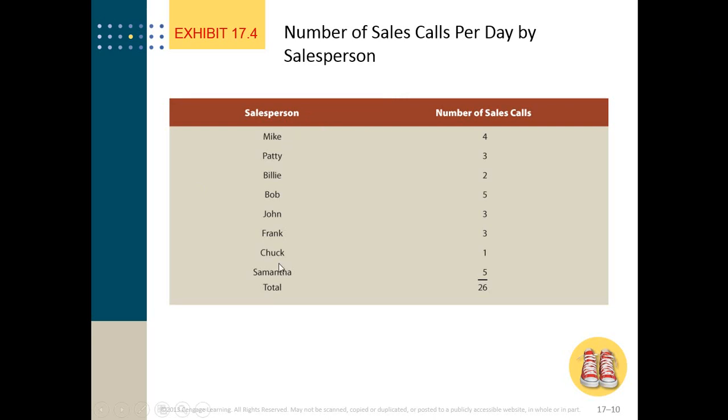We have some salespersons, for example, Mike, Patty, Billy, Bob, John, Frank, Chuck, Samantha. So 8 salespersons, these are the number of sales calls they receive. We want to calculate what is the center of this data. We want to calculate the average, or we call it the mean value. So the total of this is 26.